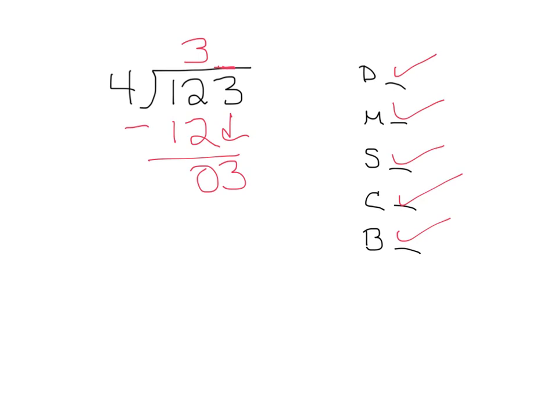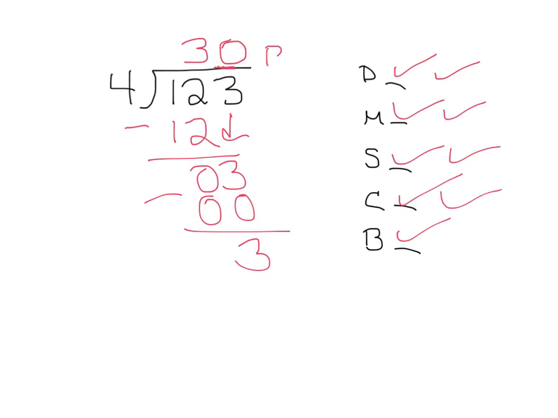So 4 divides into 3 0 times. Now I multiply. 0 times 4 is 0. And I subtract. 3 minus 0 is 3. And then I check. 3 is smaller than 4. Nothing left to bring down. So my 3 becomes the remainder. And there's my answer. 30, remainder 3.